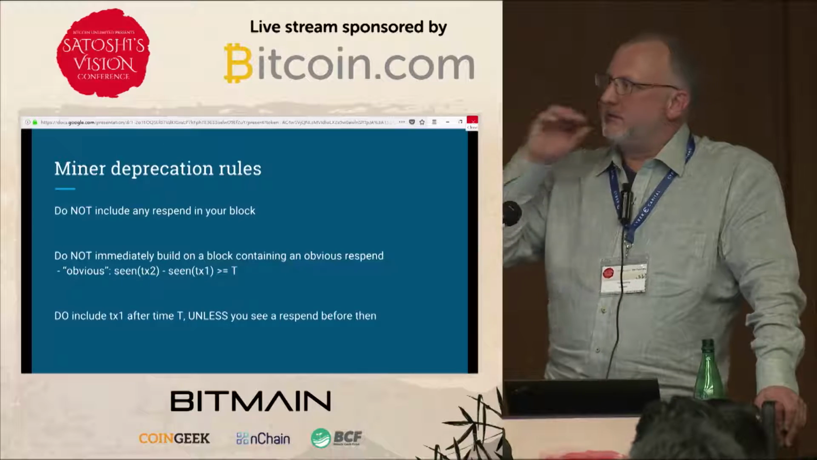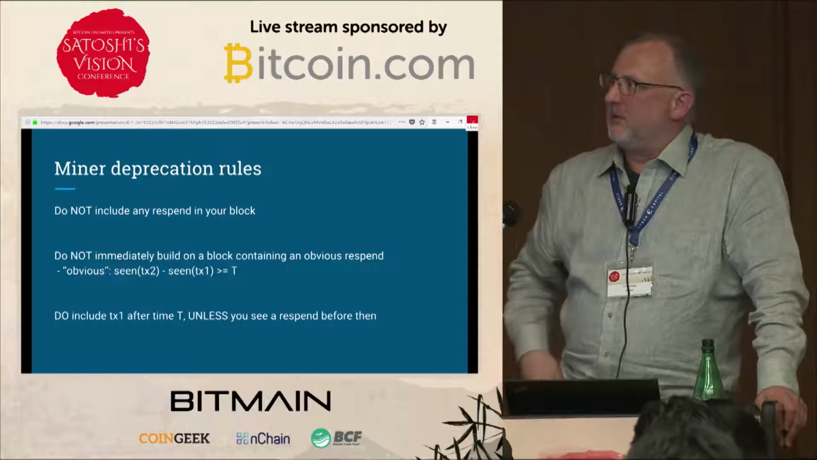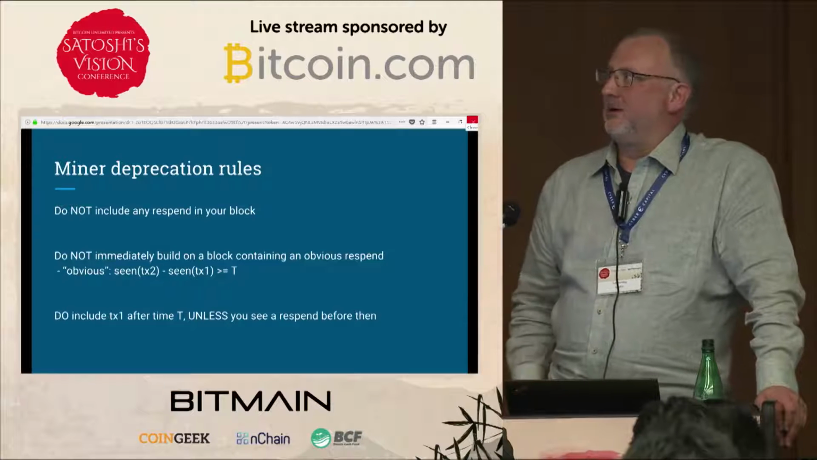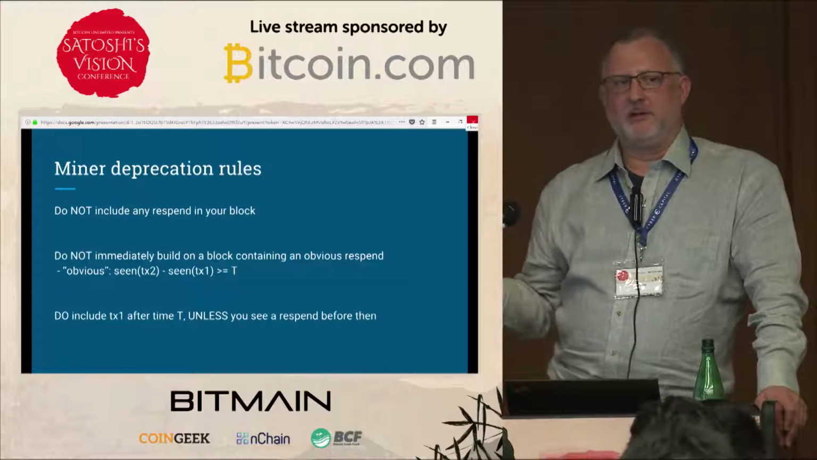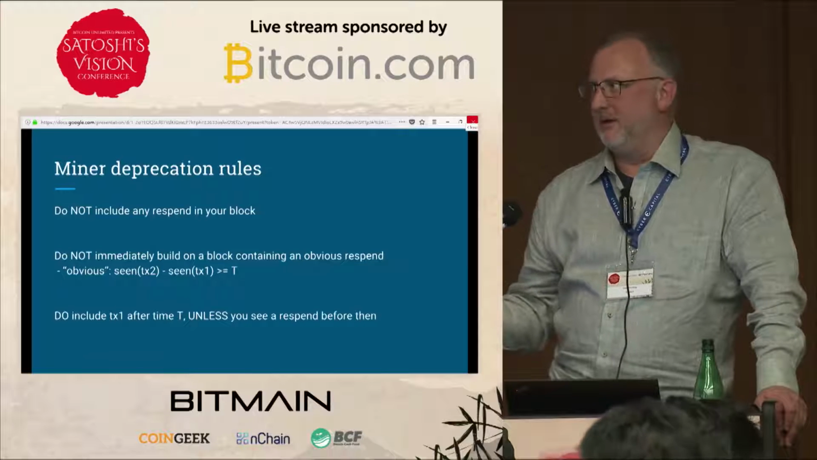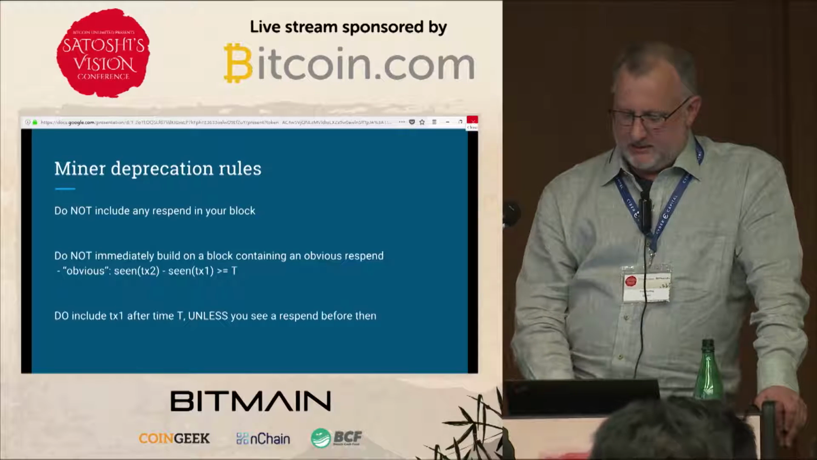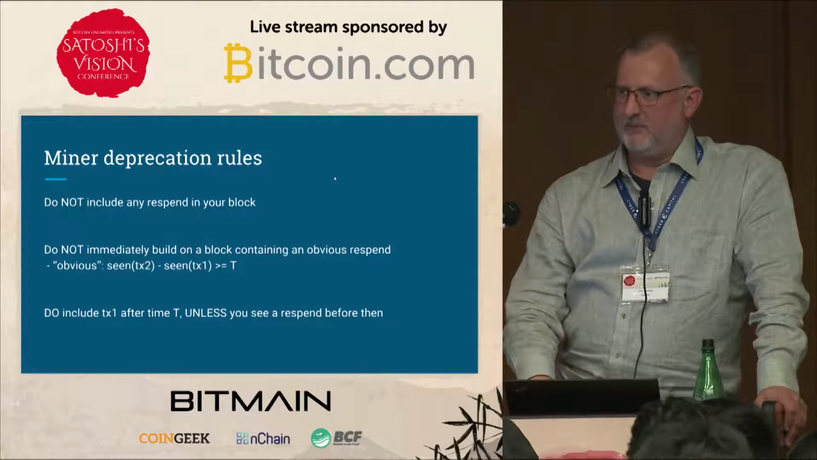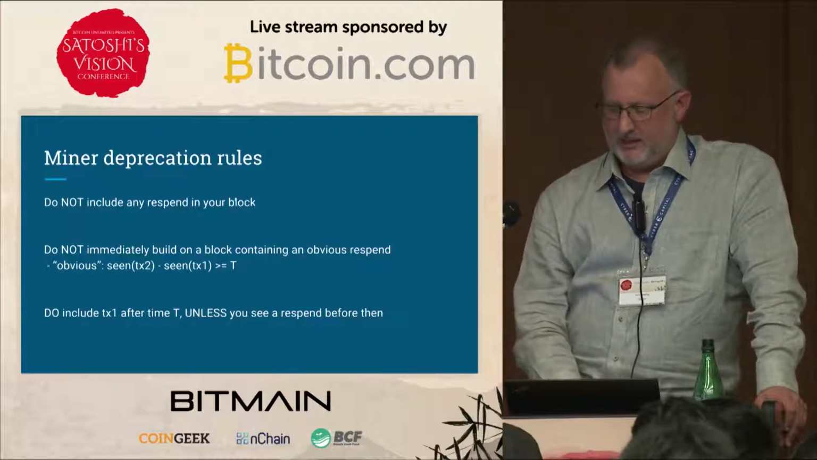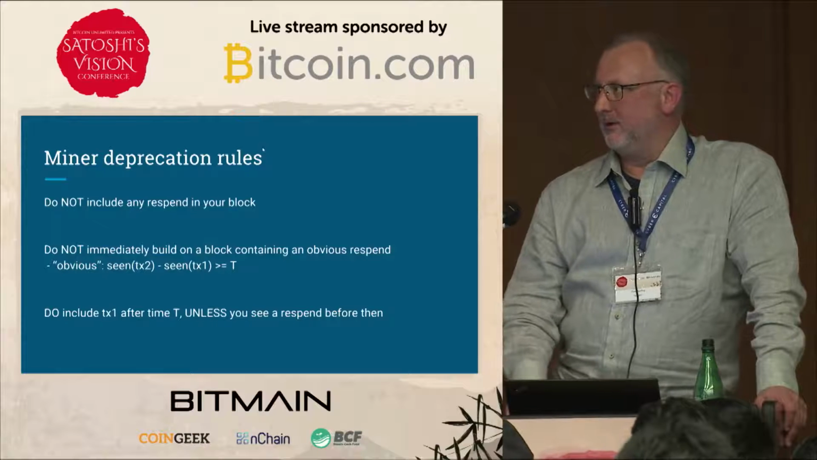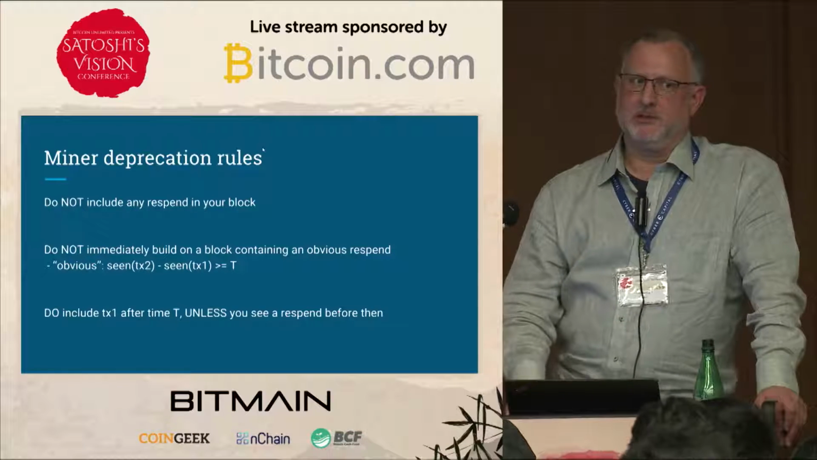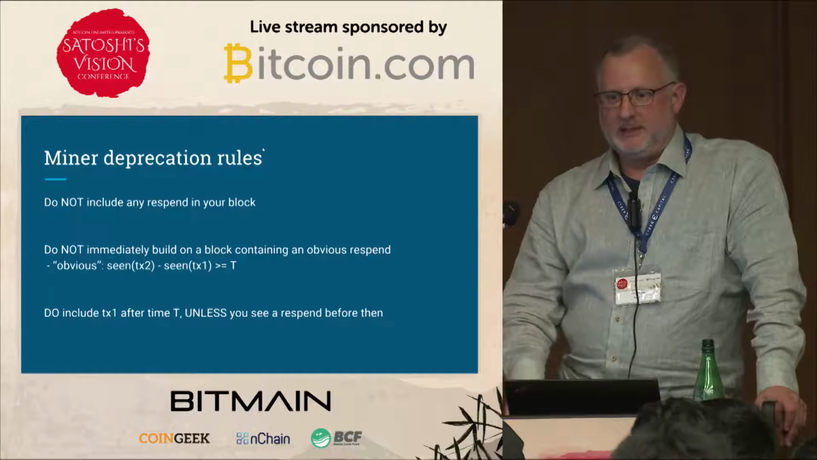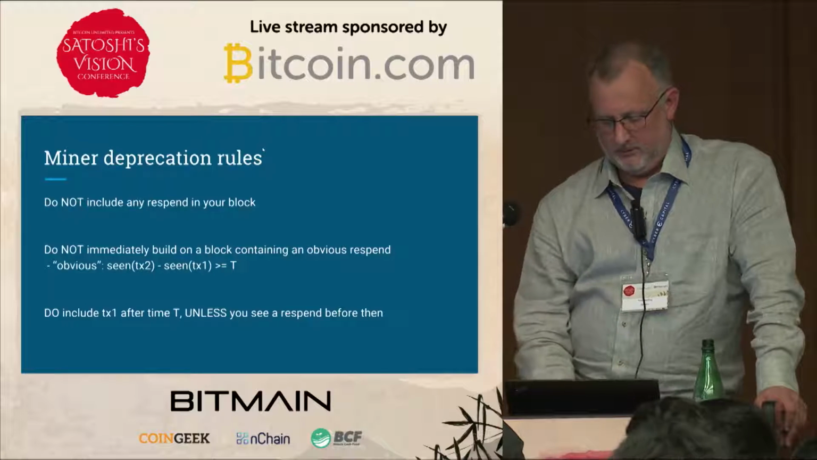And what they would do, and there's different forms of this, is the miners would not immediately build on a block that another miner produced that contained a double spend, an obvious double spend. So that's a way that miners could incentivize each other to follow a common set of rules. And it doesn't need to be a fork, or it can be something that's self-healing, similar to the Bitcoin Unlimited AD parameter.